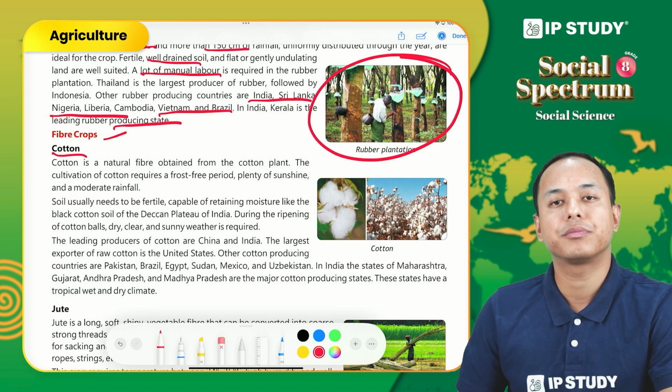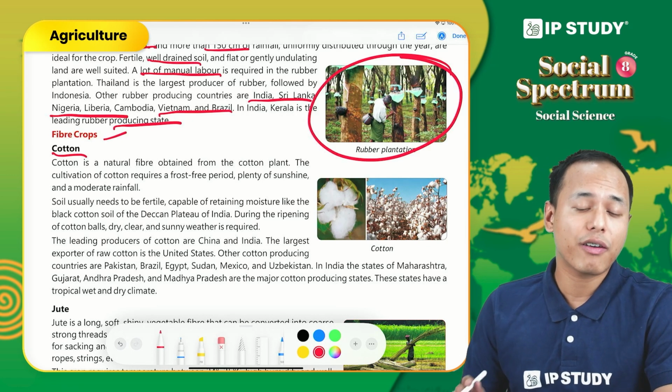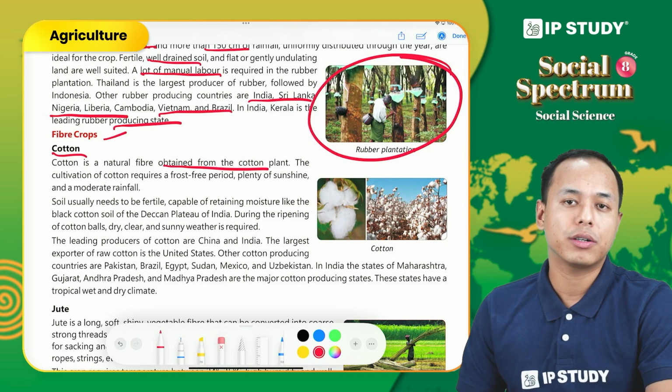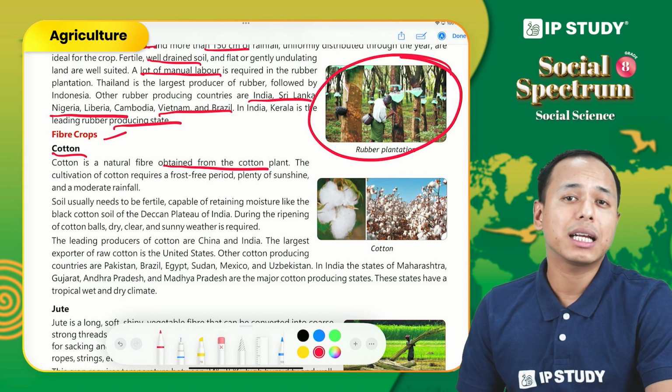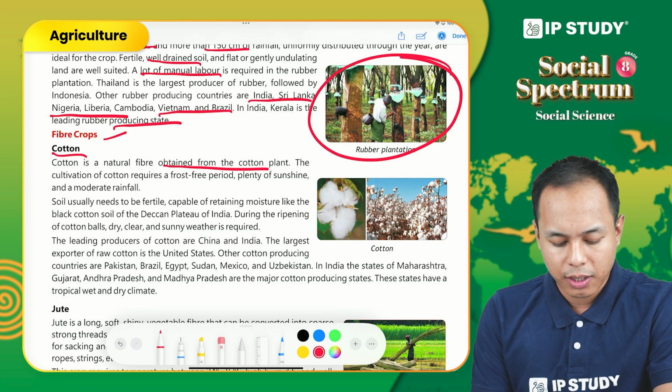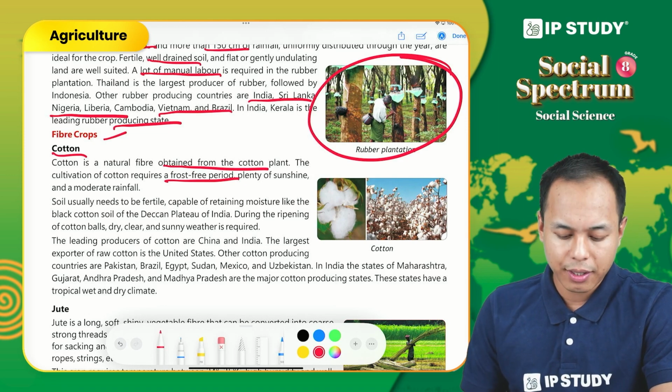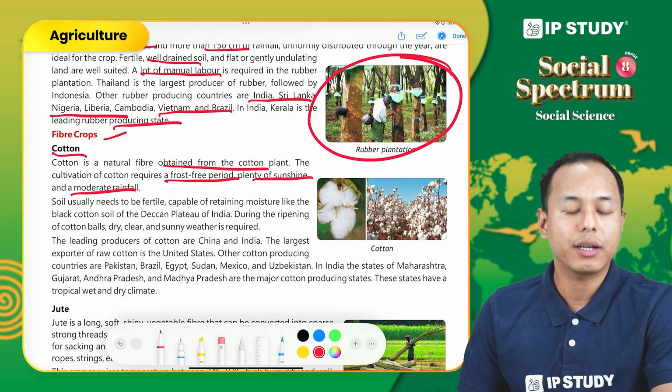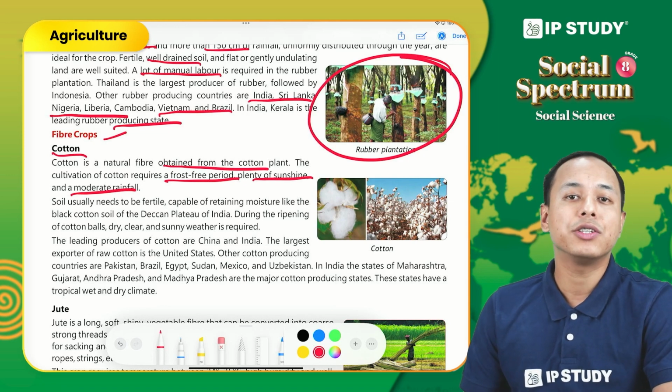Firstly, we have cotton. So what is cotton? It is a natural fiber that is obtained from the cotton plant. And if you look at the climatic condition that is required for cotton plantation, frost-free period, plenty of sunshine and moderate rainfall. That means frost is harmful to cotton.